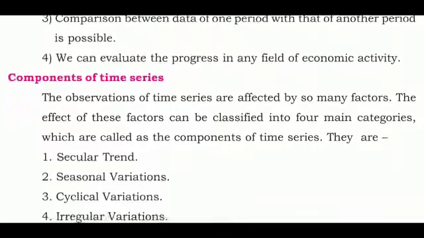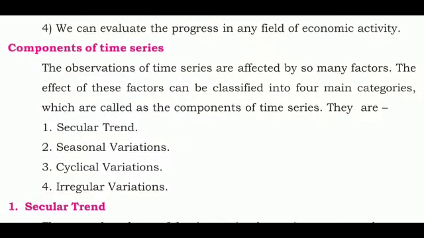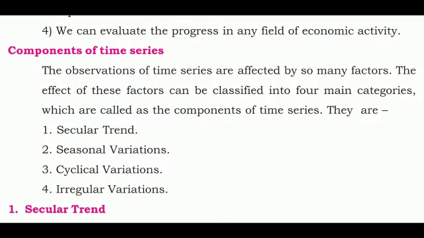The next important part is the components of time series. The components of time series have actually four main categories. How it is divided: there are four types or four components of time series. The first one is secular trend. The second one is the seasonal variation. The third one is the cyclical variation.